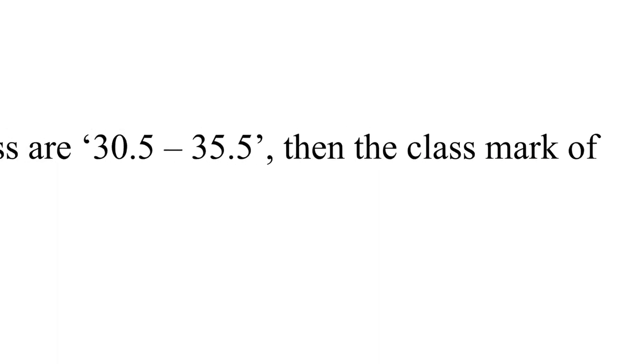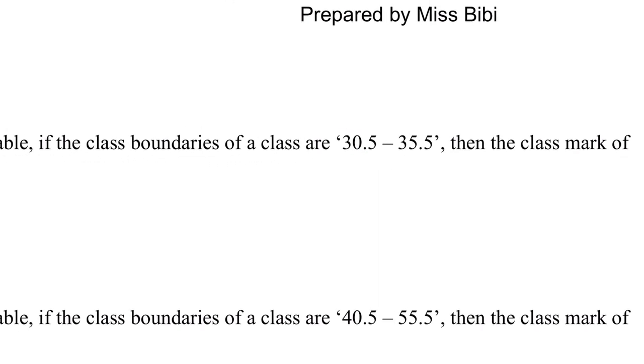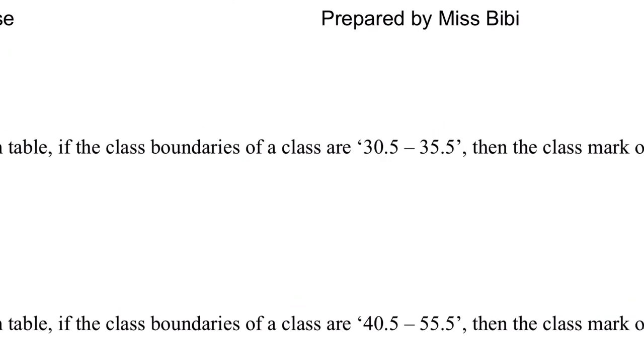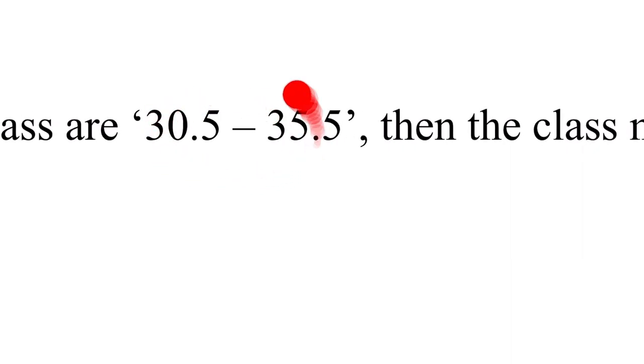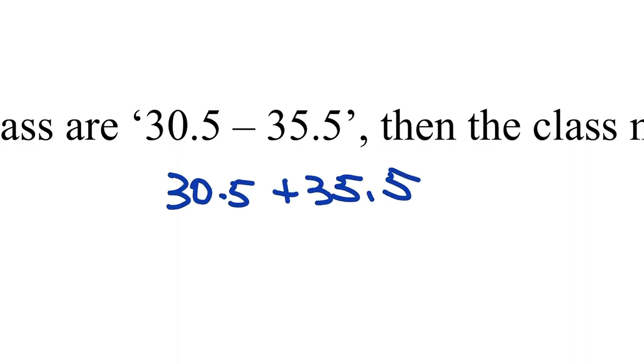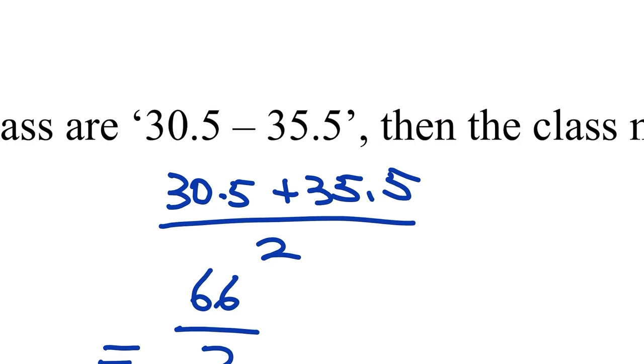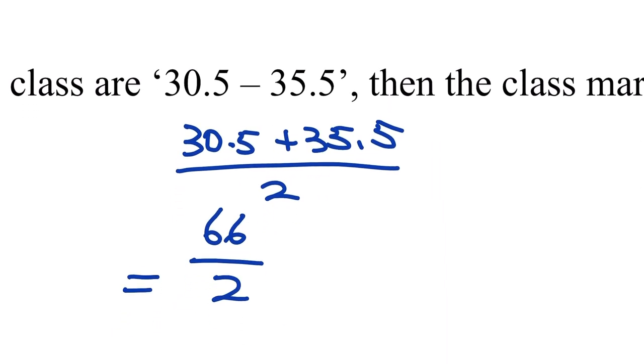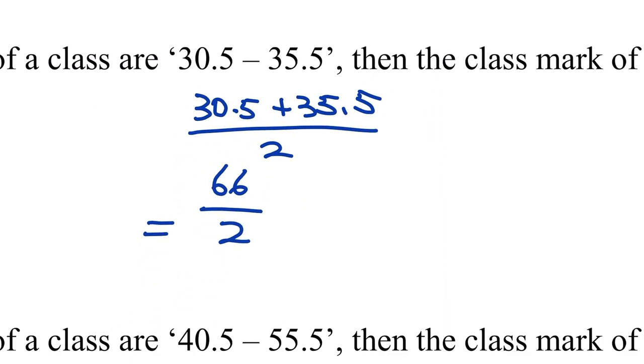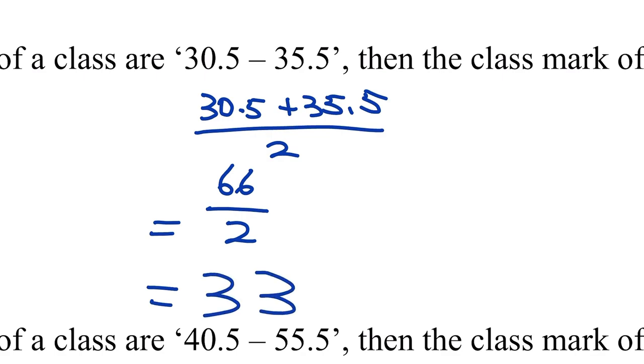Class mark means the number that can represent that class, that group of data. So the method to find it is to take the one in the middle of these. The first one plus the last one divided by 2. You can do the upper part first, 30.5 plus 35.5 in the calculator. You get 66 over 2. Over 2 means divided by 2. So 66 divided by 2, what do you get? Yes, 33. That's your answer.